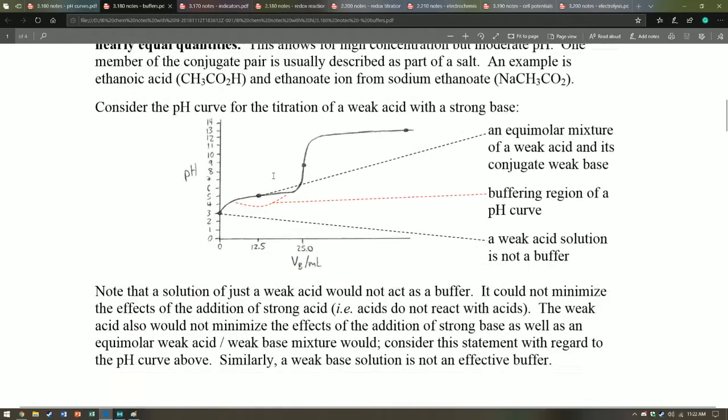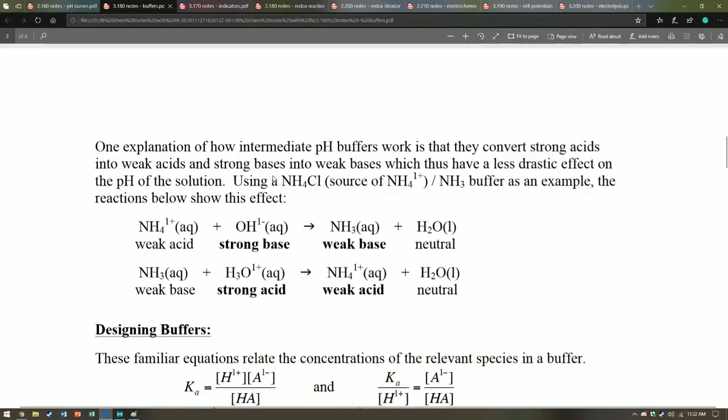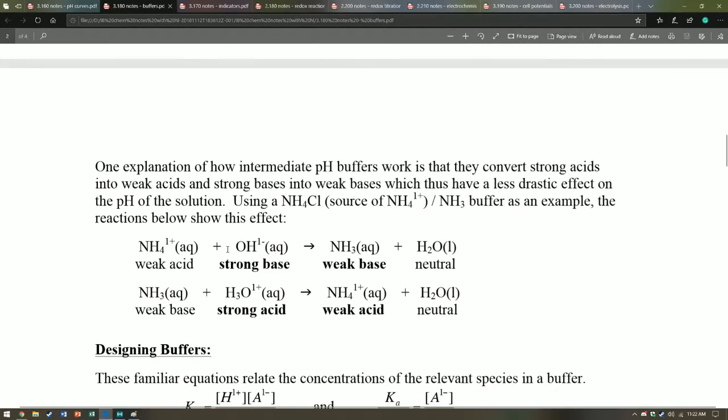Now, the way it works is that strong bases are converted to weak bases, and likewise with strong acids. So here we have a weak acid, we add a strong base, and we get a weak base and neutral. And similarly here, if we add acid, we get a weak acid and neutral. So we convert strong to weak. And weak acids and bases will have less of an effect on the pH than strong acids and strong bases.